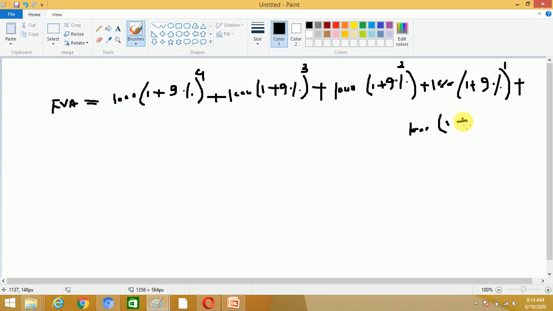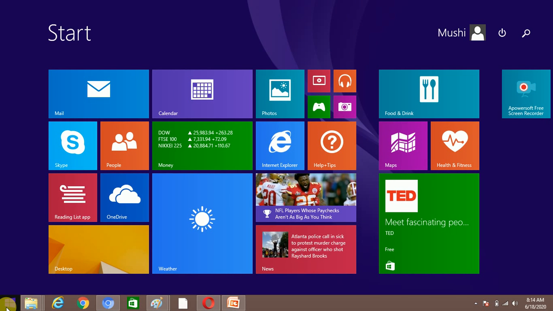1 plus 9% raised to the power 5 minus 5, so it becomes what? 0. Now you will use a calculator to calculate all these values, so it becomes 1000 times, 1 plus 9% means 1.09 power 4. So we will calculate it.